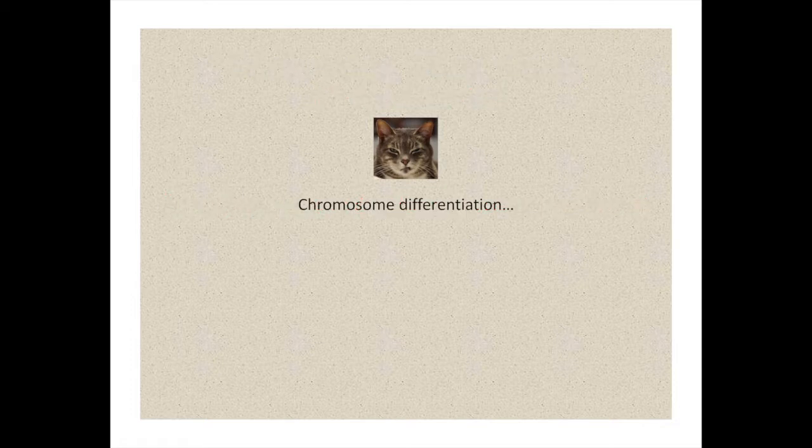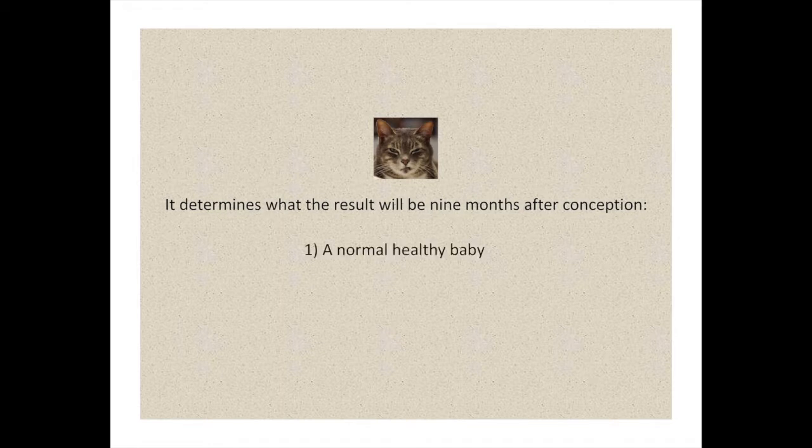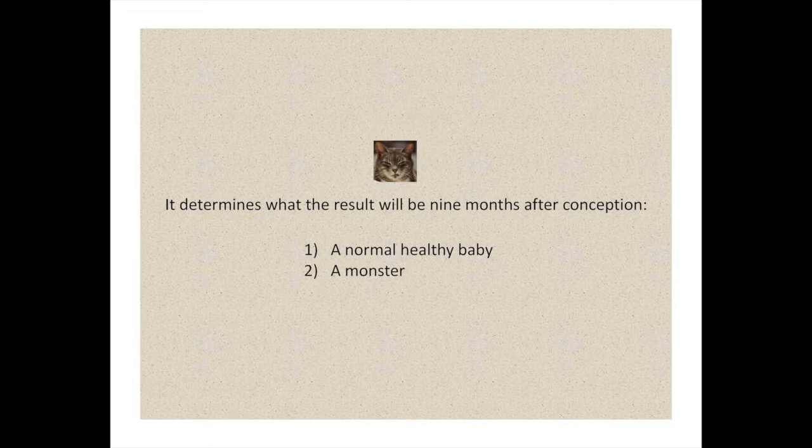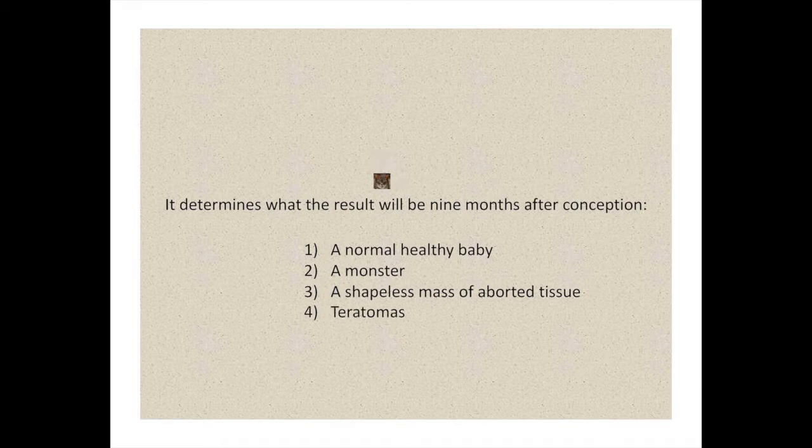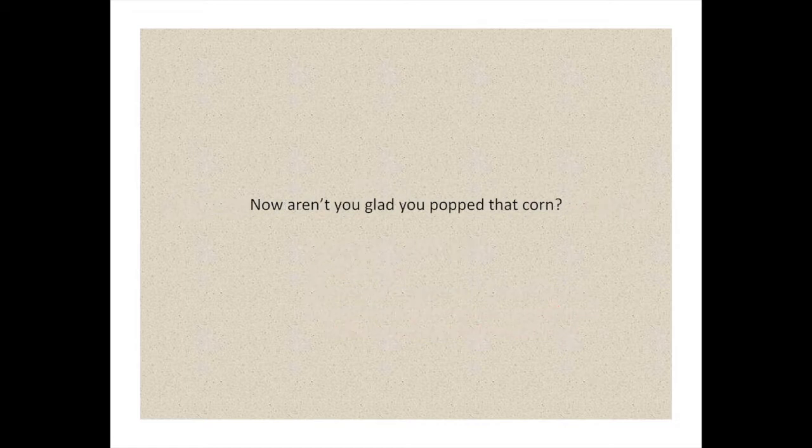Chromosome differentiation. It determines what the results will be 9 months after conception. A normal, healthy baby. A monster. A shapeless mass of aborted tissue. Teratomas. Those are tissues and organs found in babies where they don't belong. Now, aren't you glad you popped that corn?